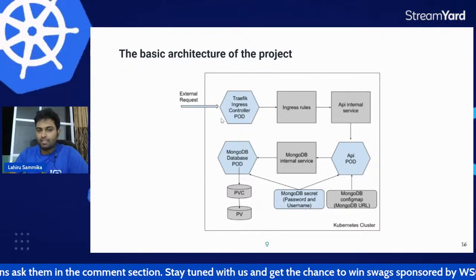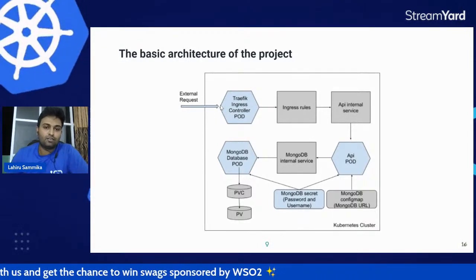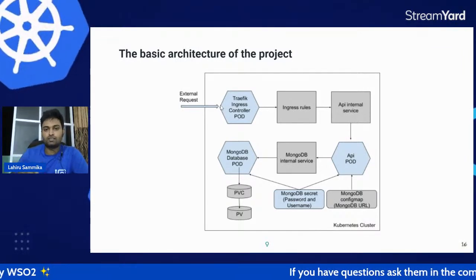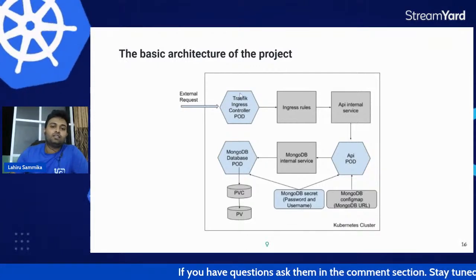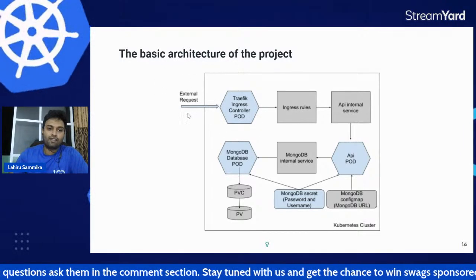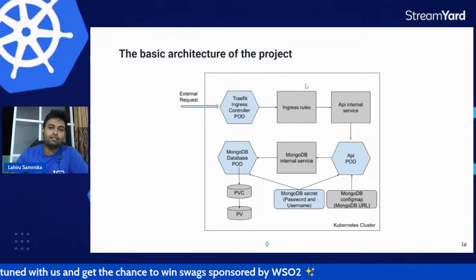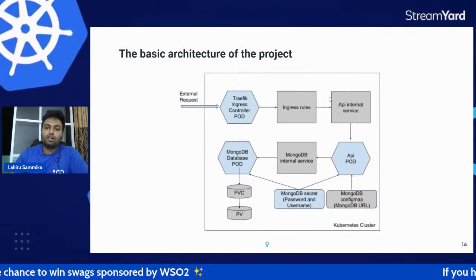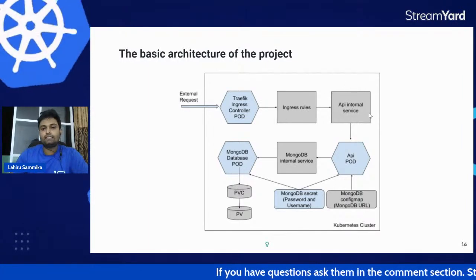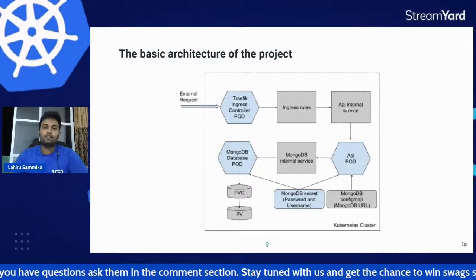I think most of you are familiar with Kubernetes in this group, right? In this Kubernetes Sri Lanka group. So I'm not going to explain these things in detail. I'll just go through these things, right? So there's the traffic ingress controller to accept the requests, and then according to the ingress rules defined in the ingress YAML file, the request will redirect to an internal service. Here the internal service is the API service. I have only defined one service in the ingress rules, right?